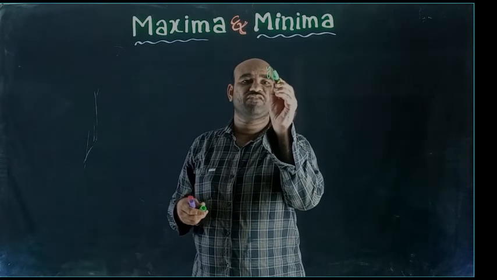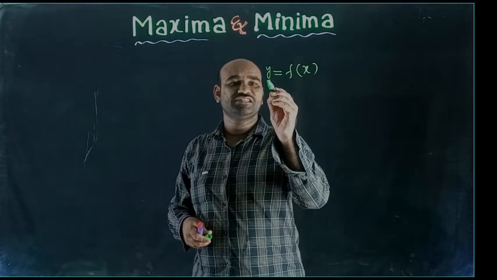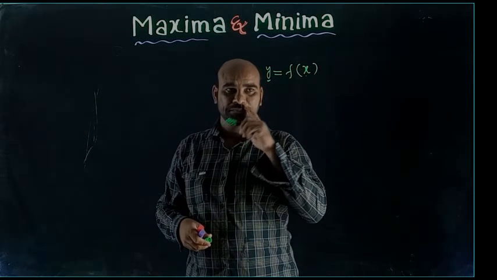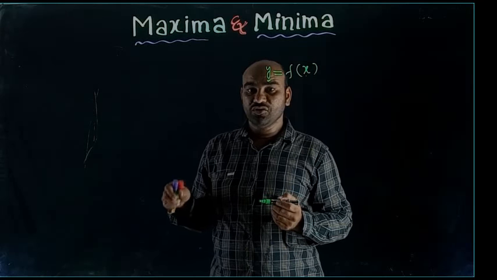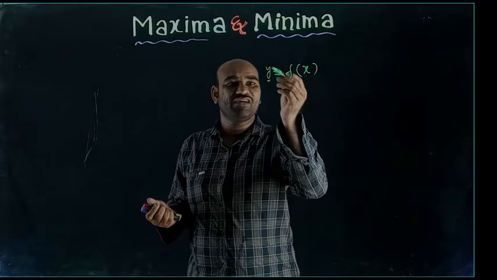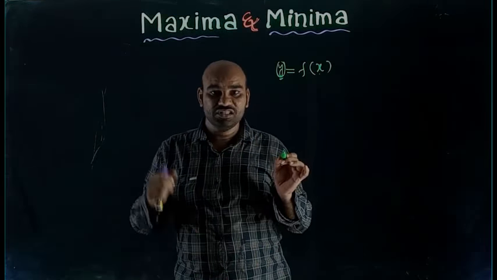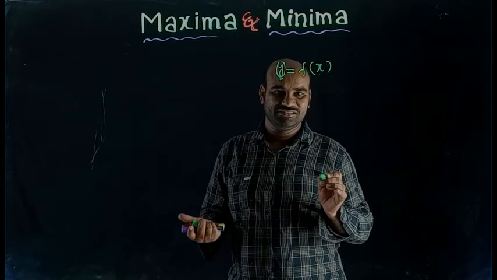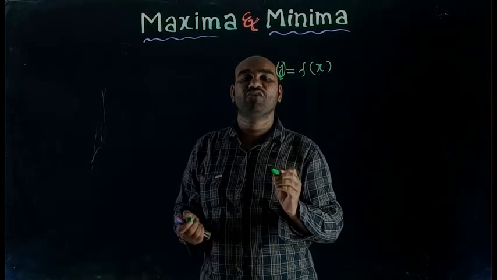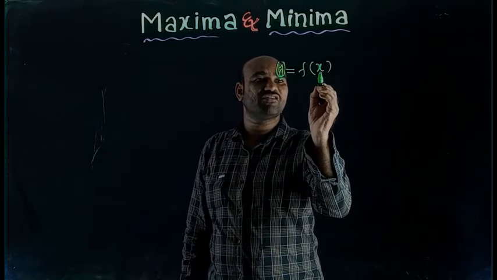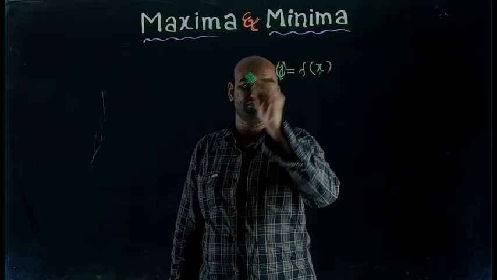y is equal to f of x is a function. The value of y depends upon the value of x. When x changes, y will change. So in the previous chapter, what did you learn? In what interval y is increasing, and in what interval y is decreasing. In this chapter, we will learn the concept of finding the minimum or maximum value of y, meaning at what values of x y becomes maximum, and at what values of x y becomes minimum.